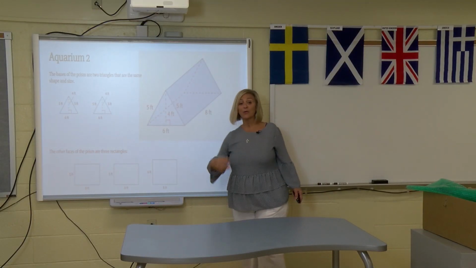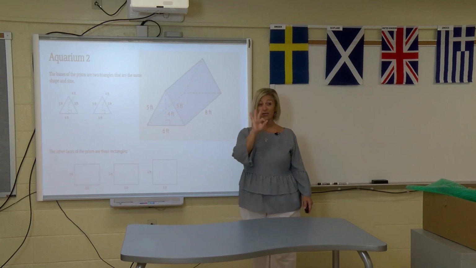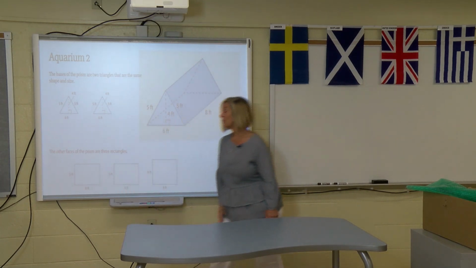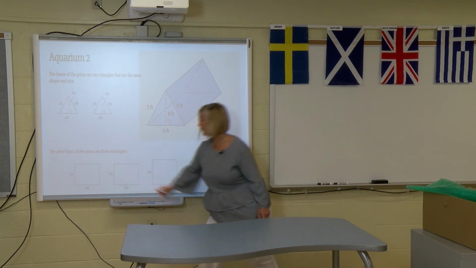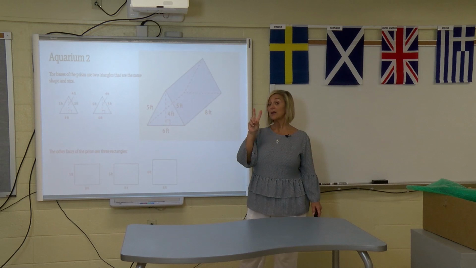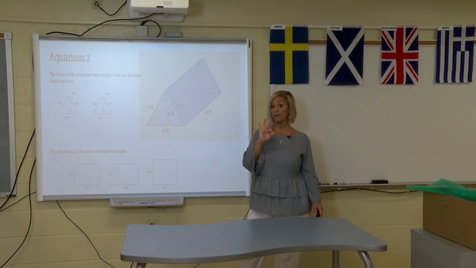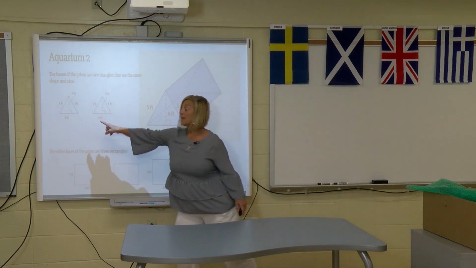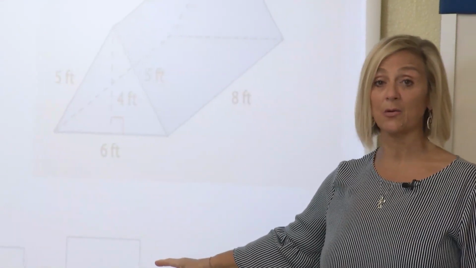So then we're going to break the rest of it apart. We have 3 rectangles. Okay? So we have one rectangle, another rectangle, and another rectangle. So we have 2 triangles and 3 rectangles. So now we have to figure out the area of each triangle and all 3 rectangles and then add them all together.